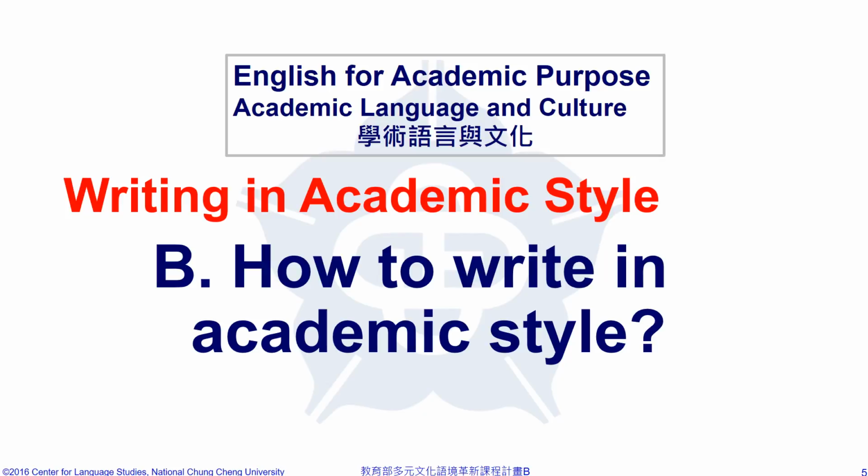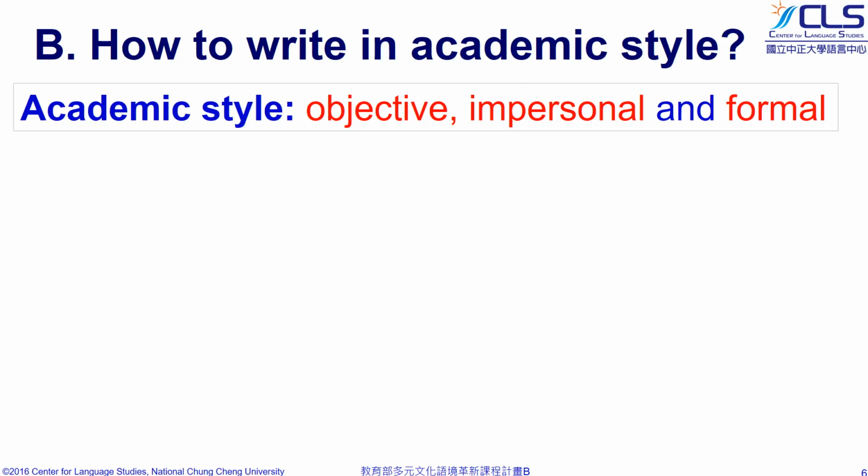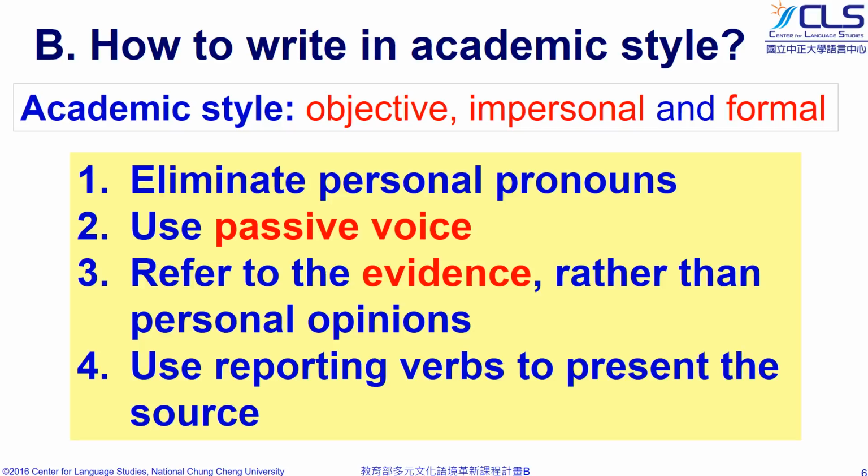Let's move on to how to write with academic style. Here are the rules for writing in academic style. First, avoid using personal pronouns to sound less subjective. Next, we can use passive voice or refer to evidence. Finally, try to use reporting verbs to present the source.